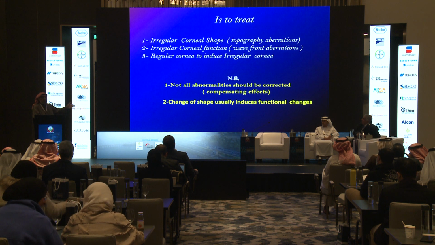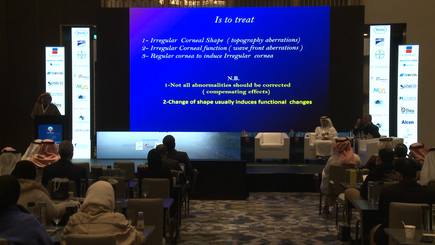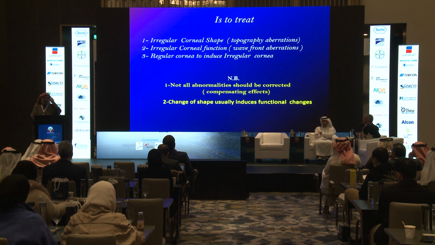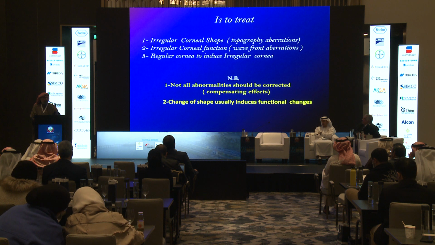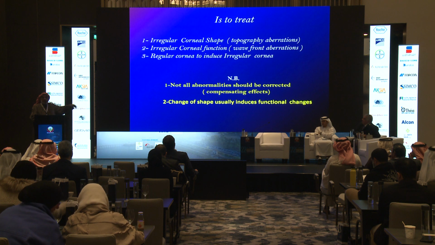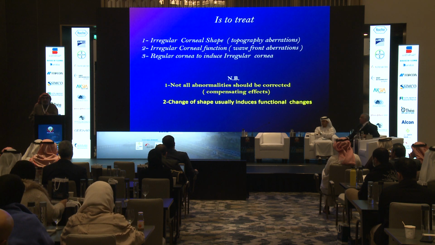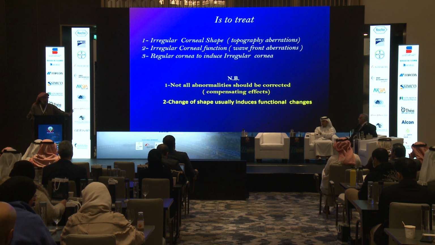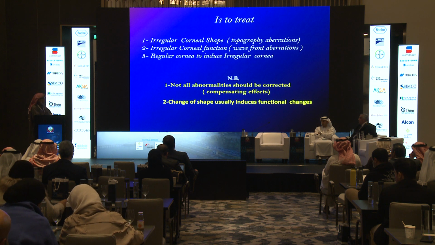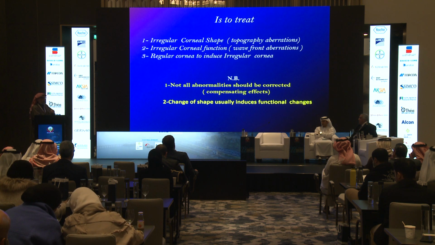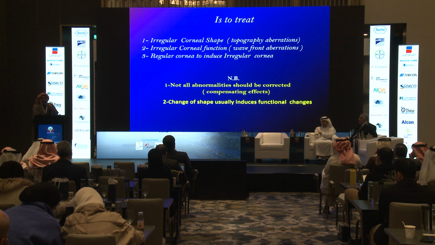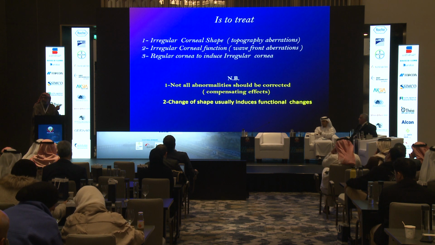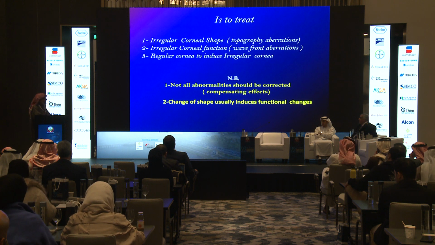Something which I didn't mention here: if you have astigmatism with the rule, and you look at the coma, it is vertical. Don't try to correct the coma, because the coma is correcting the astigmatism with the rule. You see the astigmatism with the rule in the topography, but once you do refraction, it is zero. How come? Because he has coma that is correcting. So don't go and correct the coma because it's high. Coma is doing the job. So don't correct everything. And you have to know that if you change the shape, you will also change the function. So these two things are important.